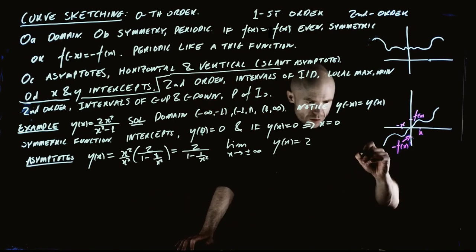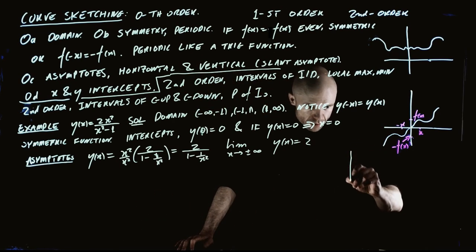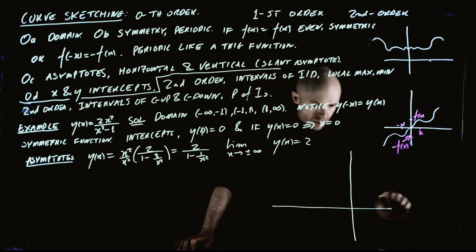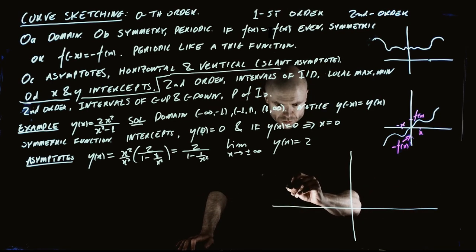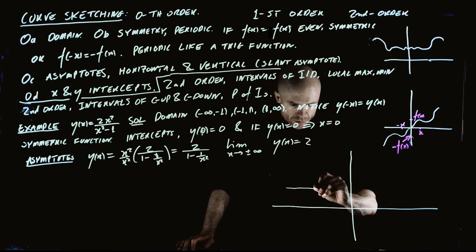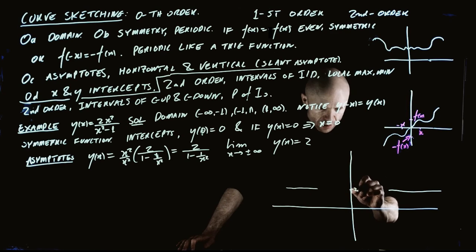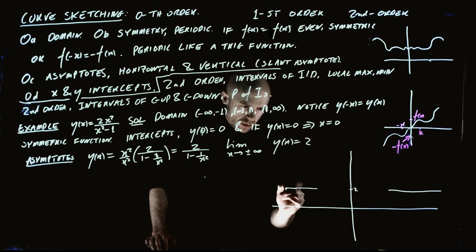Okay, let's start to block in the information. Horizontal asymptotes will be at 2. Let's put these lines out here at 2 to indicate the horizontal asymptotes.